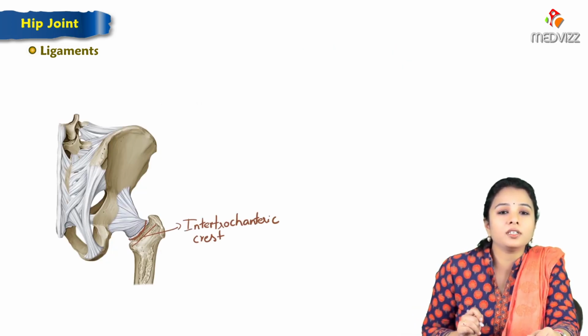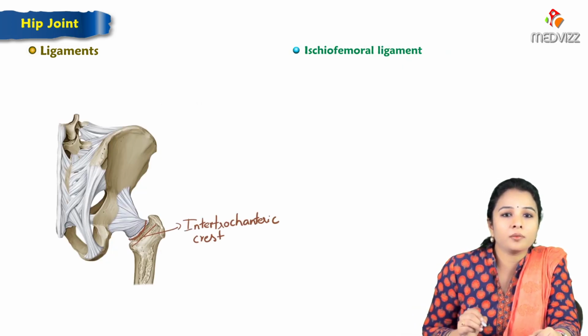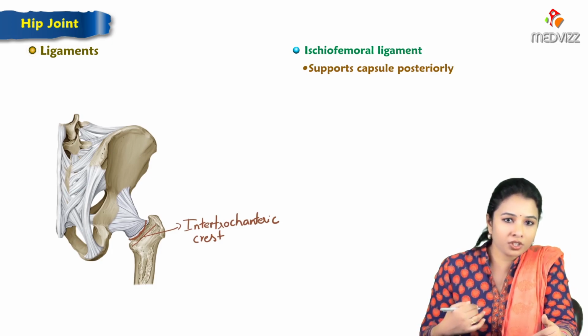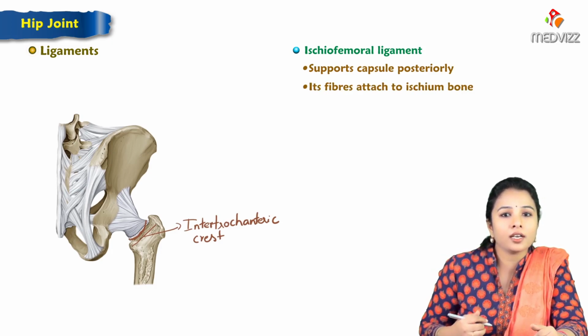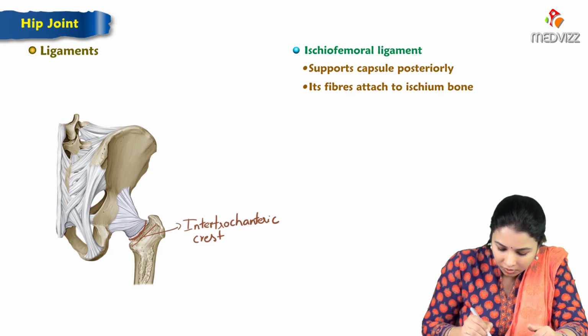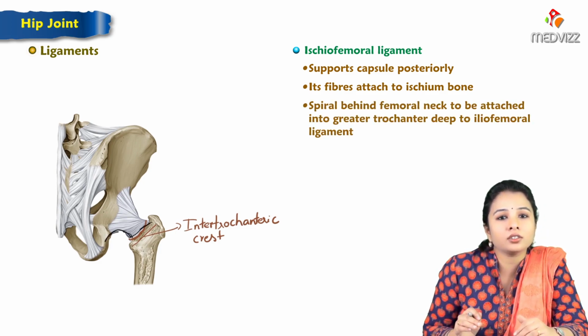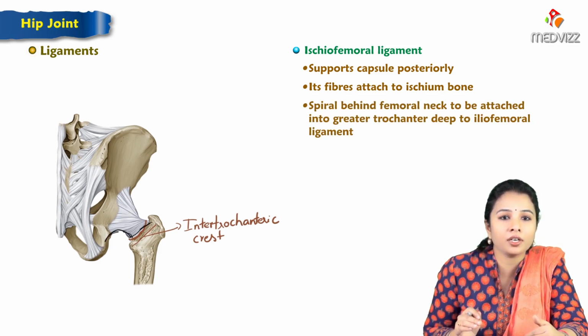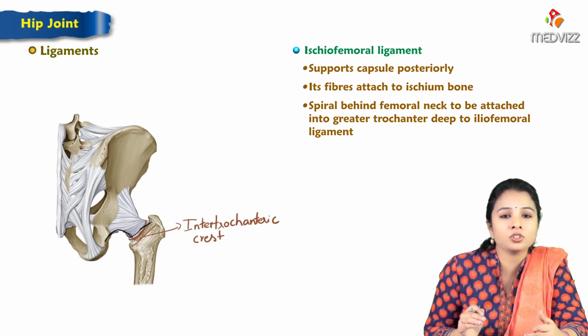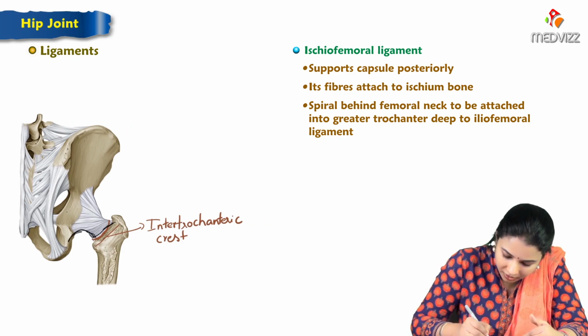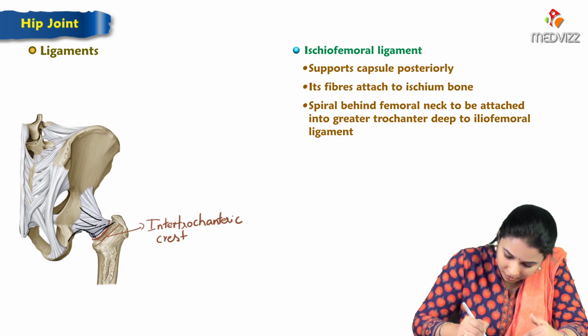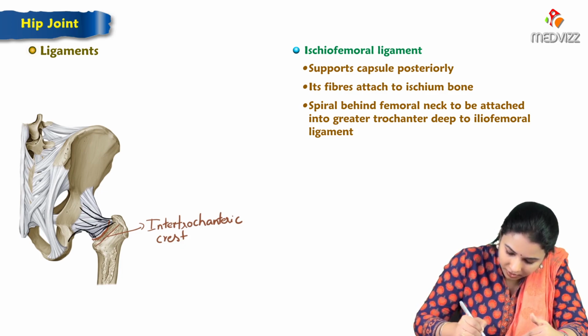Okay, the next ligament is the ischiofemoral ligament. It supports the capsule posteriorly, and it is attached to the ischium bone. So here is the ischium bone. We can see the attachment, and it attaches behind the femoral neck to attach to the greater trochanter. So we can see from the ischium, from the posterior aspect, it attaches to the greater trochanter.